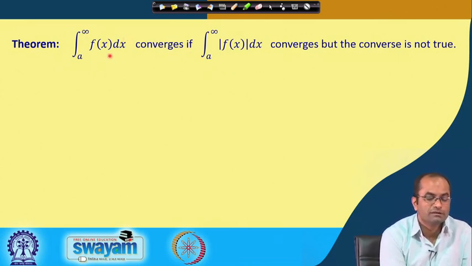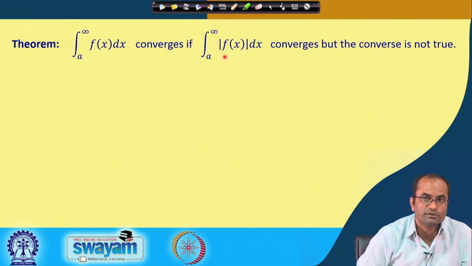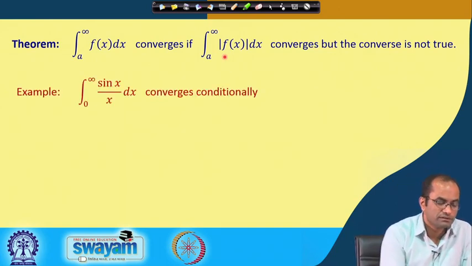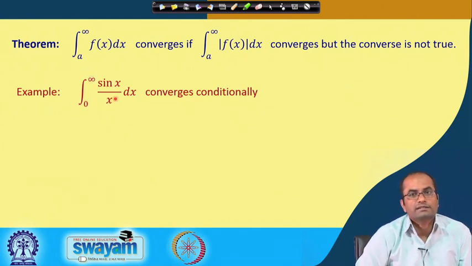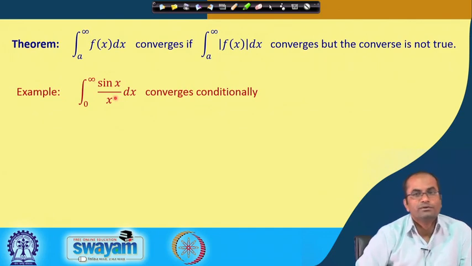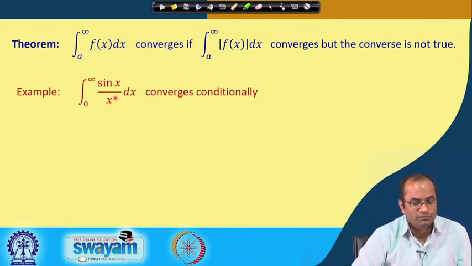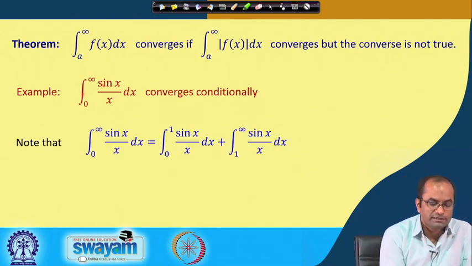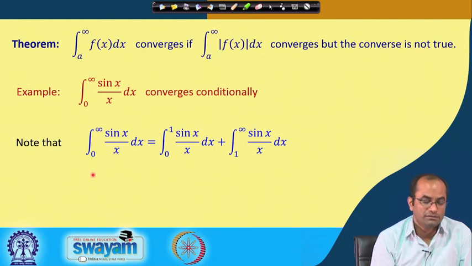So, if the integral converges, it may not converge absolutely, and that is a very standard example which we will discuss now. The integral from 0 to infinity of sin x over x dx converges conditionally, meaning that this integral converges, but when we take the absolute value of the integrand, the integral does not converge. First, we will show that this integral converges, which is a trivial task now.